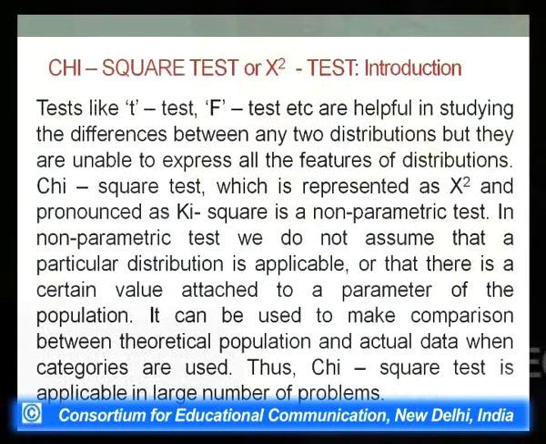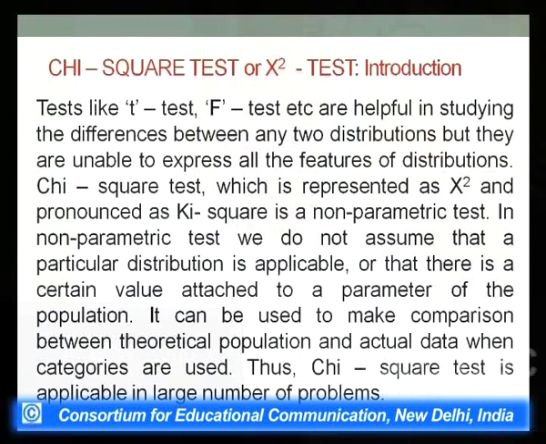Now let us come to the next test, which is known as the chi-square test. As I was mentioning, the t-test and F-test are helpful in studying the differences between any two distributions, maybe samples, but they are unable to express all the features of the distributions. When you are using them, they help you know the differences between the samples or distributions, but they are not able to say how the distribution has been going in the sample.